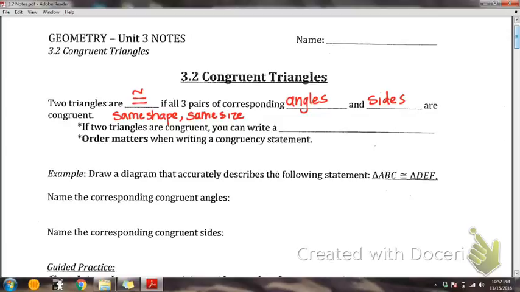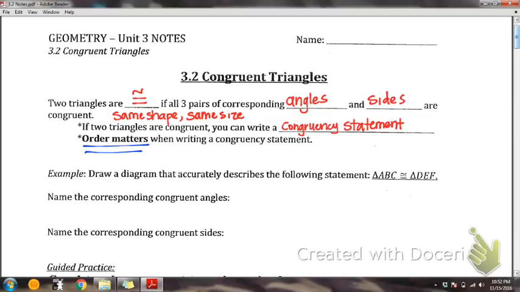If the two triangles are congruent, we can write what is called a congruency statement. When we are writing a congruency statement, order does matter. So when you're writing like triangle ABC is congruent to triangle DEF, you have to make sure that you pay attention to the order. All right, and so we'll talk about what that looks like.